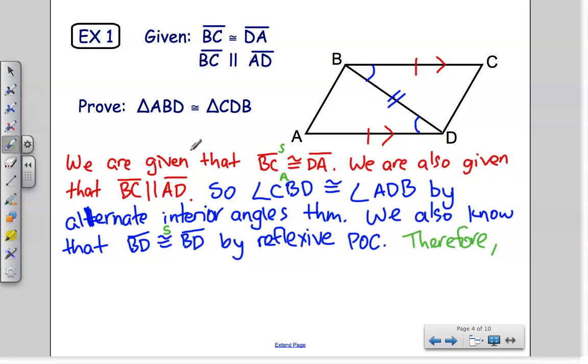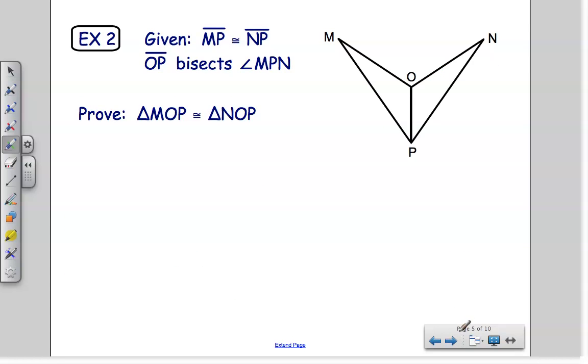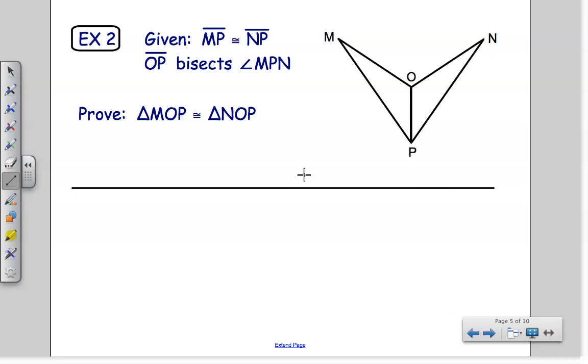Therefore, I'll write it just the way they said. Triangle ABD is congruent to triangle CDB by side angle side. Alright, so we did our first proof with side angle side congruence. And let's do another. I said we could do our two-column here. I'm going to set that up, and then we'll talk about what we're given and what we need to prove here.